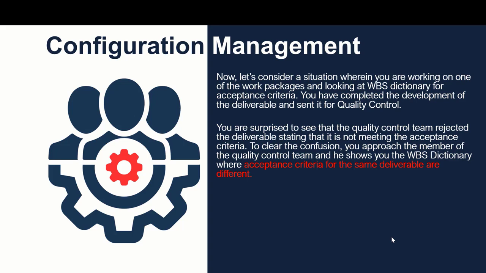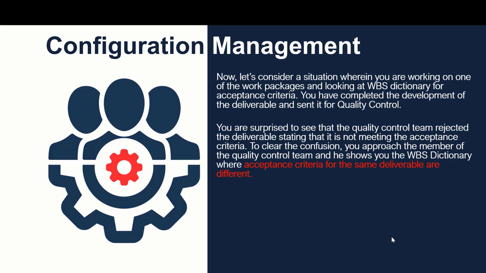So, your scope has been broken down into your work breakdown structure, and your work breakdown structure dictionary is elaborating on the content of the work breakdown structure. So you have used the work breakdown structure dictionary to understand the deliverables that you are supposed to work on for the project. And in fact, you have even completed development of your deliverables, and you have sent it for quality control. That is, you are doing the normal control quality process.